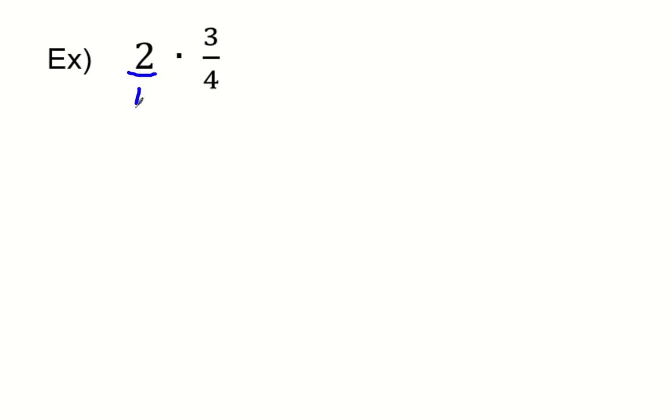Hey, same situation. You turn that into a fraction. So now you can do the 2 times 3 to get 6. Then 1 times 4 is 4. And again, hey, twice in a row. This can be reduced at the end before you're finally done. So 6 over 4 reduces to 3/2.